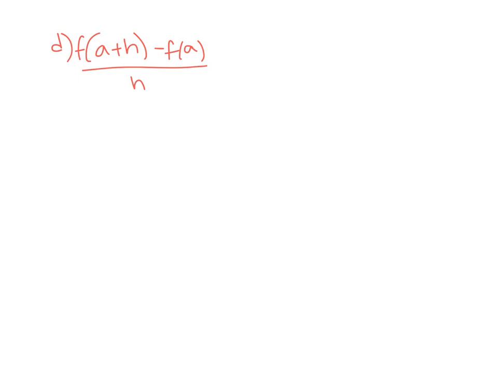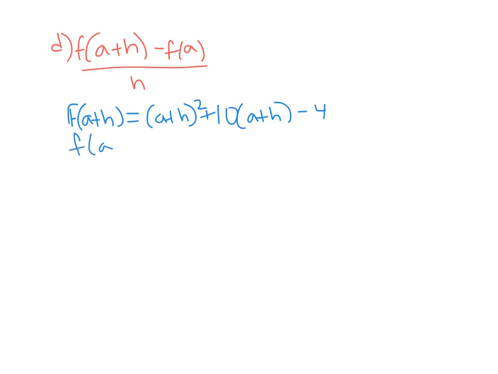So if you want to split it into smaller parts, you can start by doing f of a plus h and finding that. When you do that, you get a plus h squared plus 10 times a plus h minus 4. Then we'll find f of a separately. That is actually really easy. You're just going to plug in a for x.